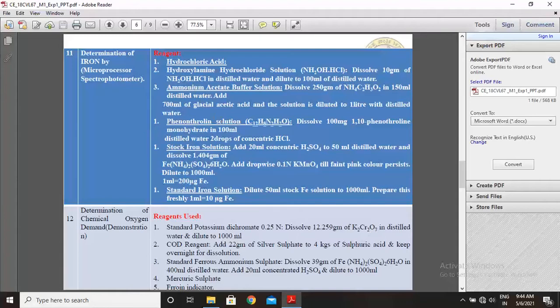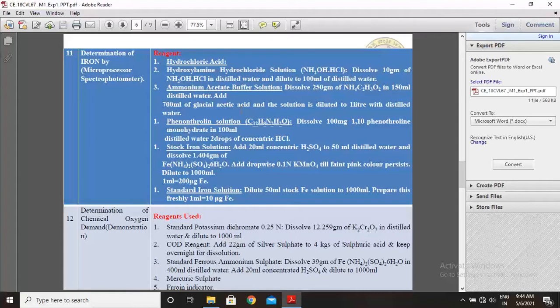Hydrochloric acid. Next, hydroxylamine hydrochloride solution. To prepare this, dissolve 10 gram of hydroxylamine hydrochloride in distilled water and dilute to 100 ml of distilled water. Next reagent, ammonium acetate buffer solution. Dissolve 250 gram of NH4C2H3O2 in 150 ml distilled water and add 700 ml of glacial acetic acid. The solution is diluted to 1 liter with distilled water.